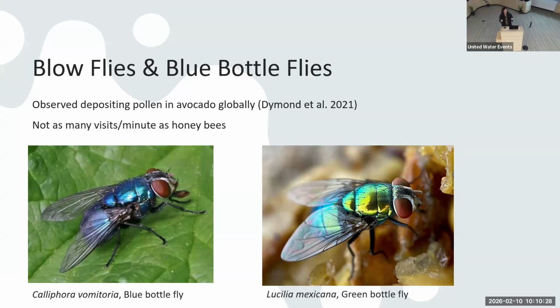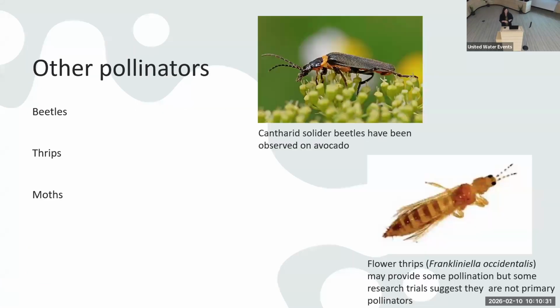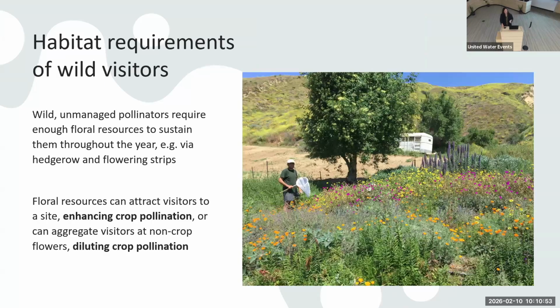Okay, and then some of the flies that I wanted to highlight include the blue bottle flies and the green bottle flies. These have been observed in studies globally to contribute to avocado pollination, but it hasn't been evaluated here. And then other pollinators, we think, probably are not contributing much. I know, Mary Lou, you were involved in a study looking at thrips, and you determined that they're not really contributing to avocado pollination. And then there's beetles, maybe moths. We don't really know what they're doing, but they could be carrying avocado pollen.